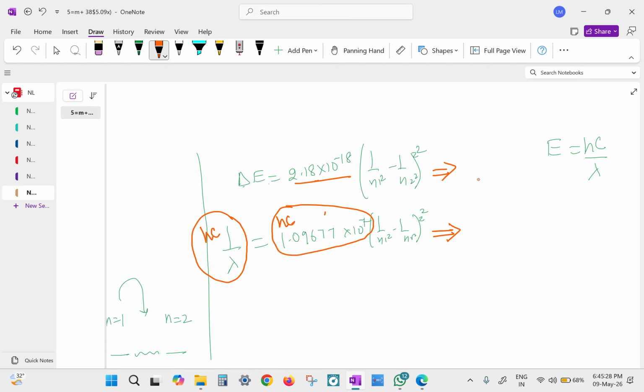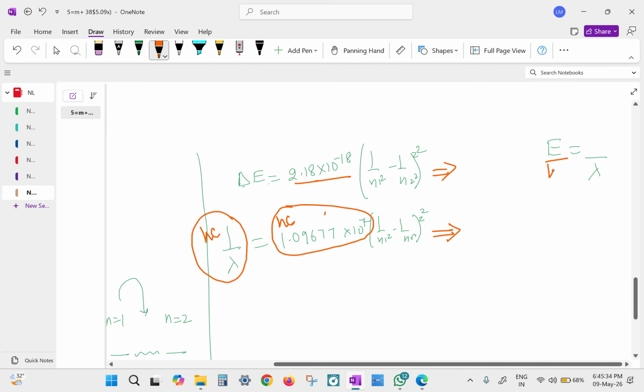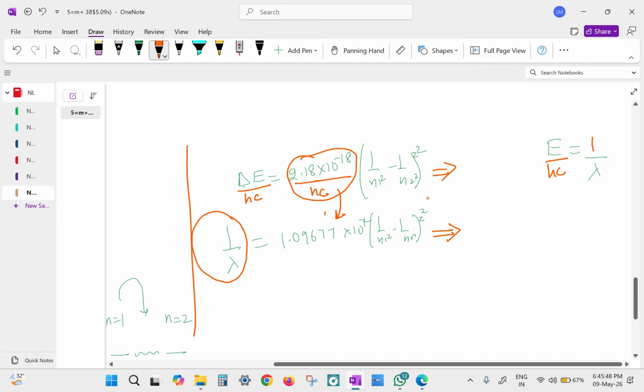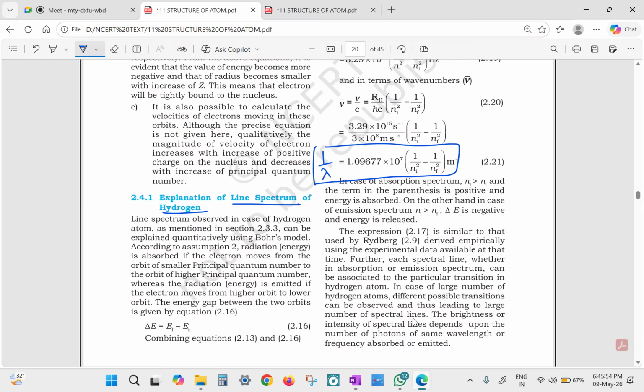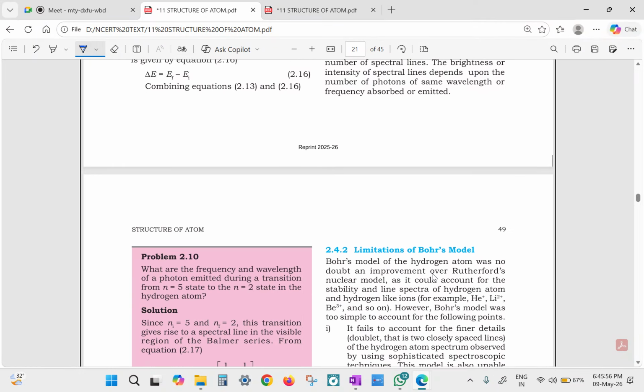Right? Okay. Similarly, you can rearrange this and say E by hc is equal to 1 by lambda. So if you divide both of them by hc, this quantity will become what? 1.09677 into 10 to the power 7. This much. Indicating that both the equations refer to the same concept. They point to the same factor on the atom. Okay, now, so that concludes our Bohr's model.